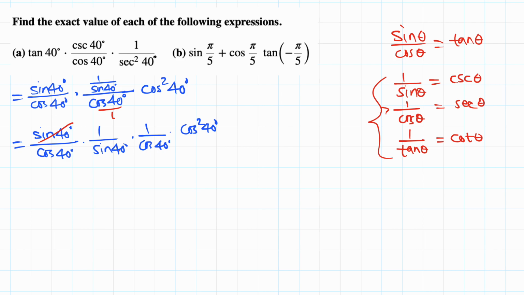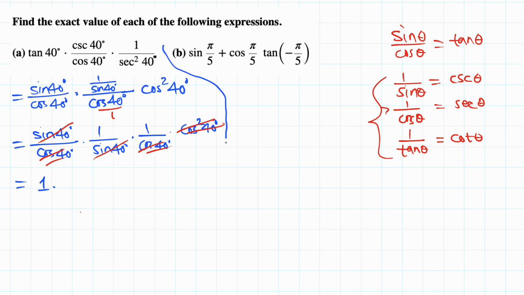On the top, sine 40 cancels. On the bottom, cosine 40. When we multiply x and x, that's x squared. So cosine 40 times cosine 40 we write as cosine squared 40. So 2 on the top, 2 on the bottom. Everything cancels, and we are left with just 1, not 0 though. That's the final answer.